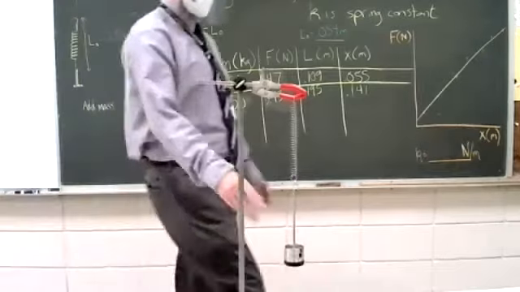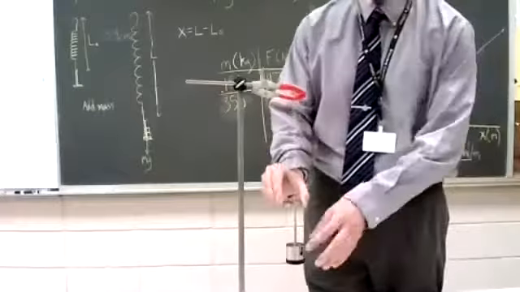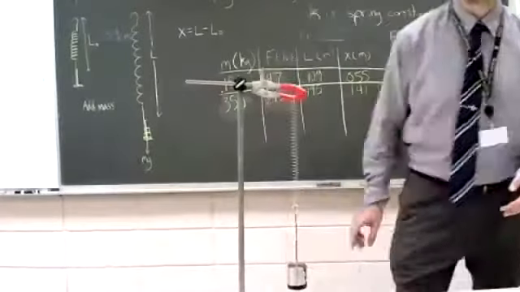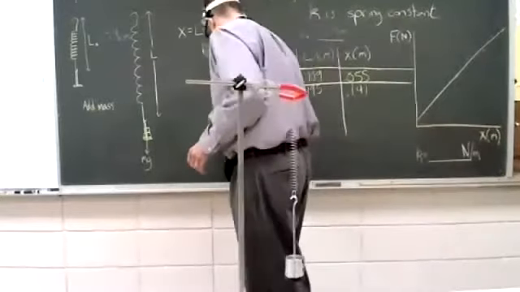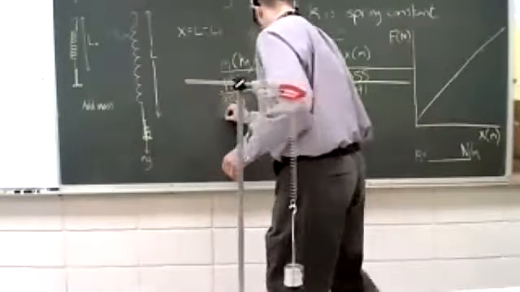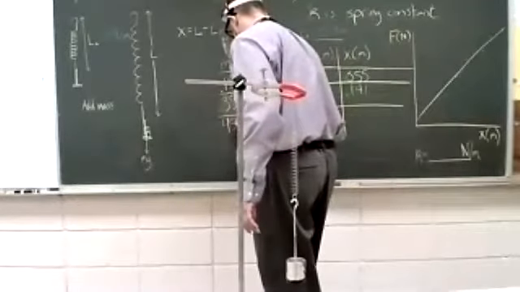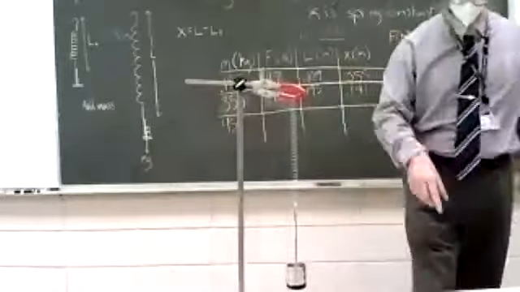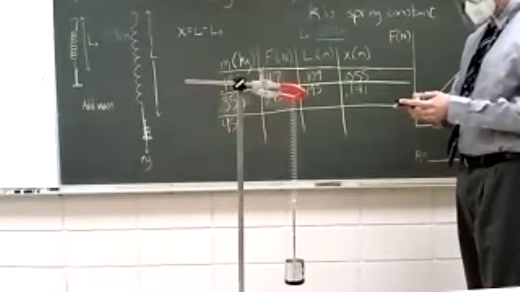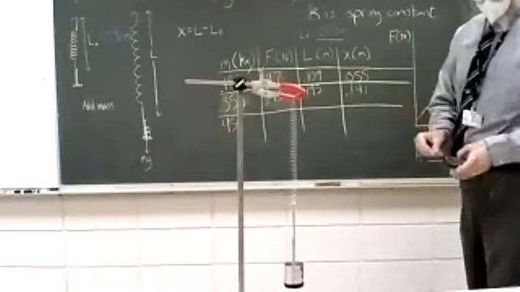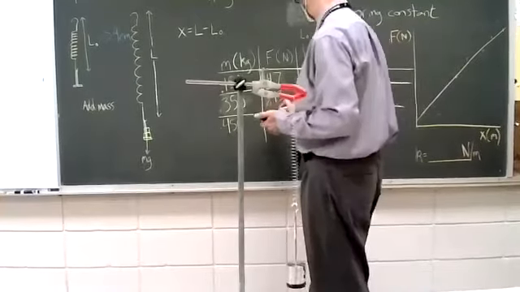All right, we've got 350 grams. I'm just going to add 100 grams, okay? So this goes from 0.350 to 0.450. 0.450 times 9.81. Anybody got that yet? 4.41. 4.41 is good.